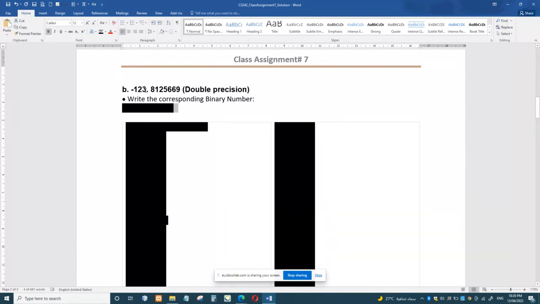First things first, we can represent 123 in binary. We are not worried about the sign, just 123. The positional values are 1, then 2, 4, 8, 16, 32, 64. So we take 64 plus 32 is 96, plus 16 is 112, plus 8 is 120, and plus 3 is 123. So this is our representation of 123 in binary.